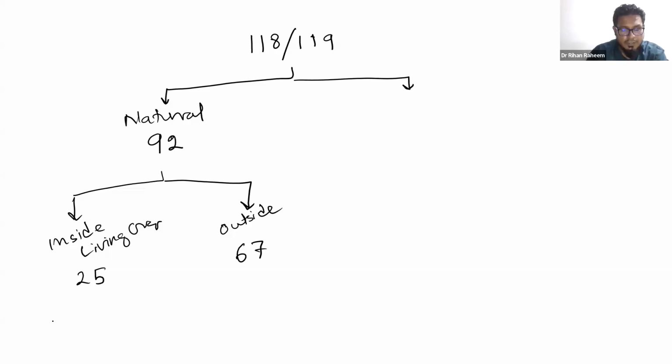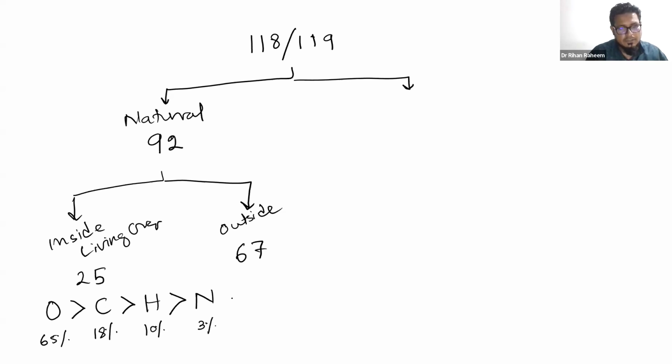Out of this 25, the highest one is oxygen, then carbon, then hydrogen, then nitrogen. Easy to remember: O-C-H-N, Ochan. 65% oxygen. Carbon is 18%. Hydrogen is 10%. Nitrogen is 3%. And the other elements are less than that.